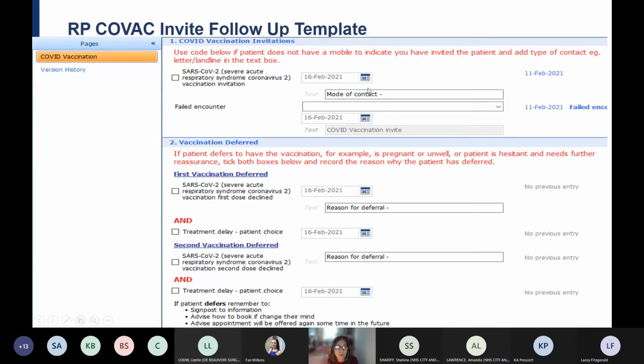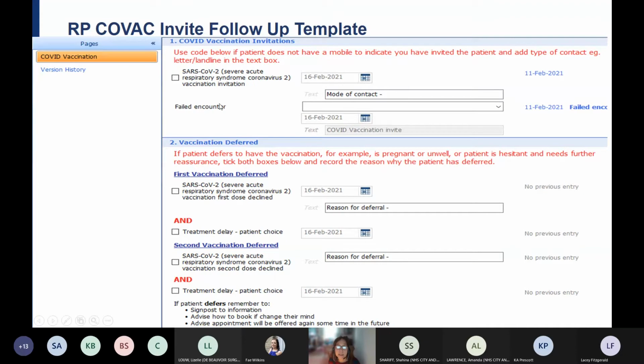If I quickly go through this, at the top we've got the code for when you invite a patient to have the vaccination. Now, some practices have said that this invitation code is the SMS text code, so some have not been keen to use it because it's not truly accurate. We've got to be pragmatic, because that is the only code available at the moment to indicate that you've done an invitation.